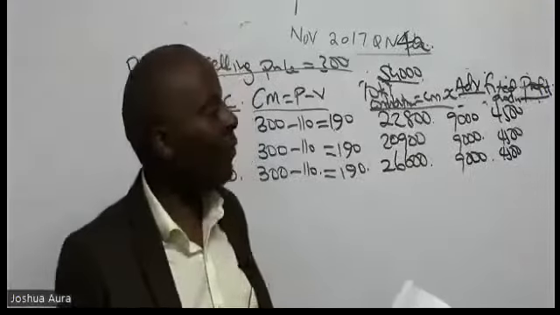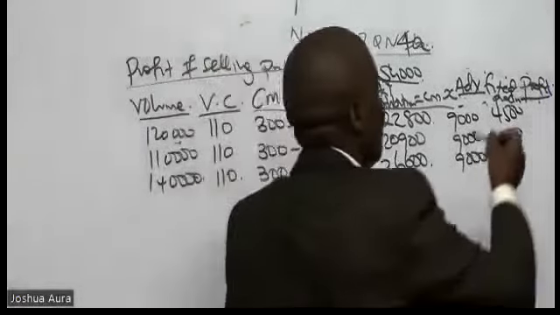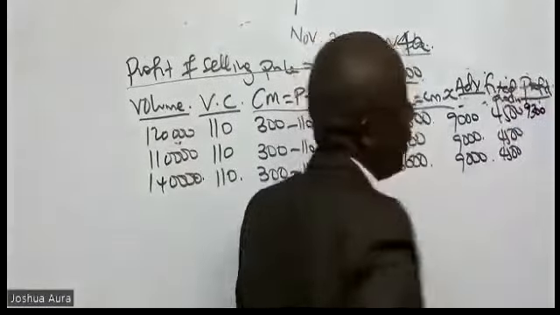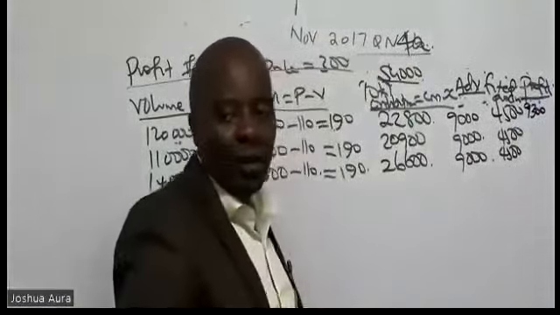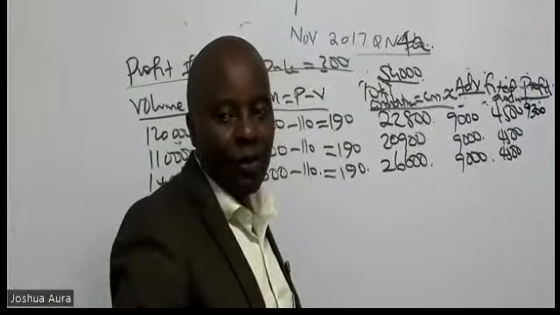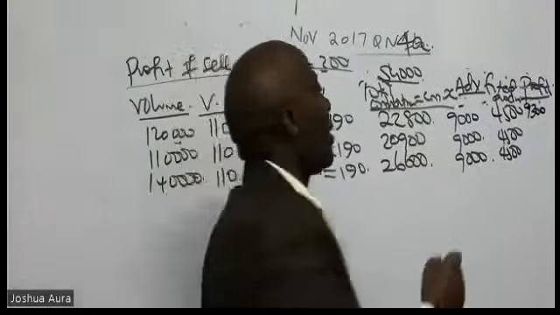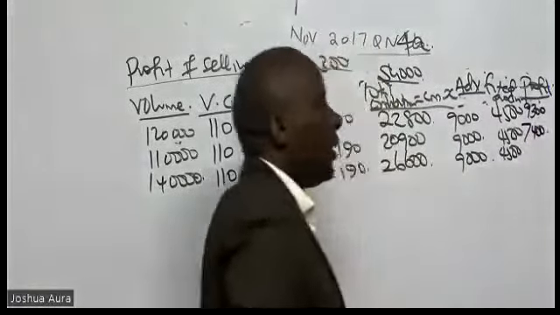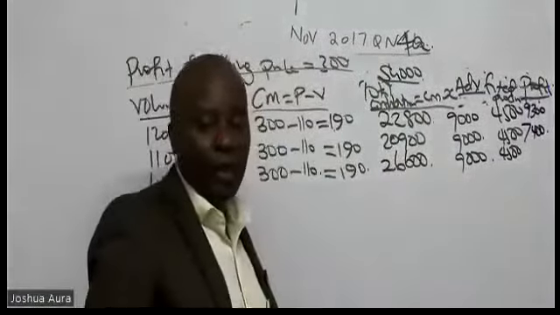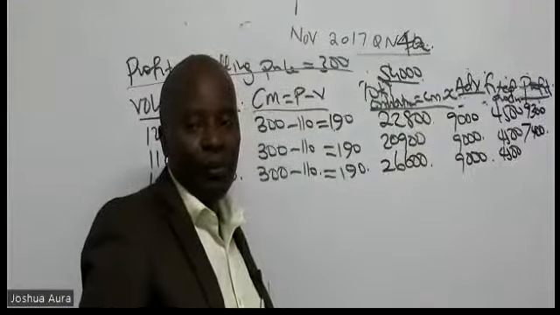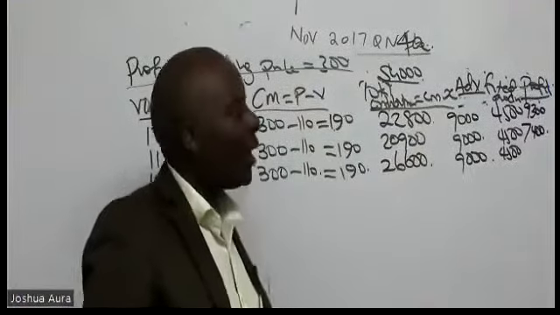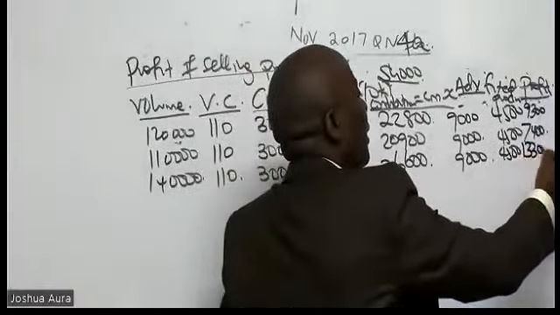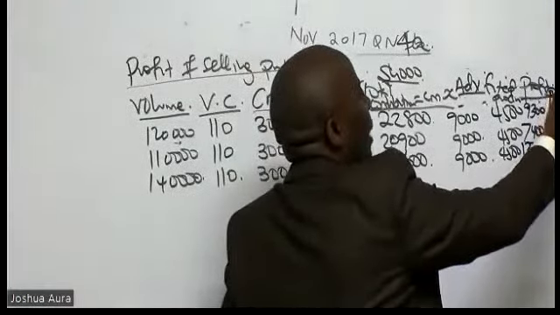Sharon gives me the first figure, 9,300. Thank you very much, Sharon. That is the first figure. How about the second figure? 7,400. How about the third figure? 13,300.